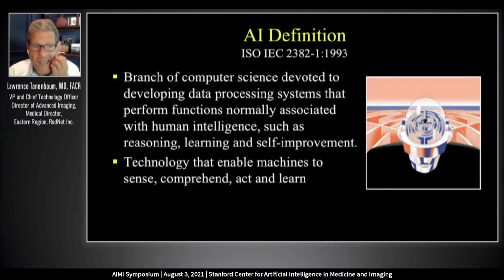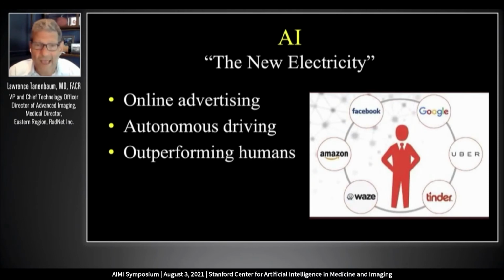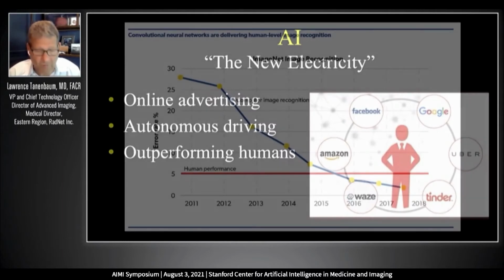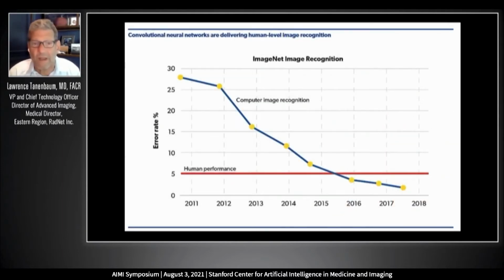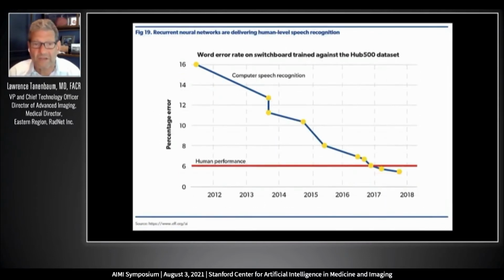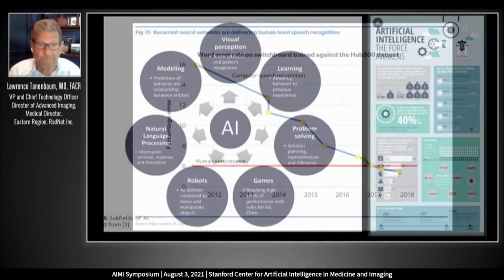We know what AI is. It's essentially a branch of computer science that lets computers do things that are associated with human intelligence. AI has been described as the new electricity. It's all around us, in things like online advertising. It's what's behind autonomous driving, and there are many areas where computers are already outperforming humans. We know at this point that computers are better than humans at image recognition, and they've gotten to the point where they're actually better than humans at speech recognition.